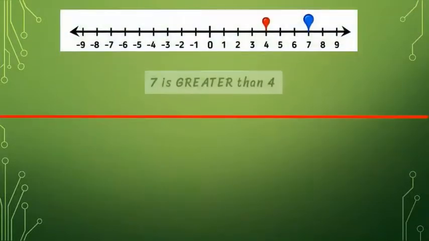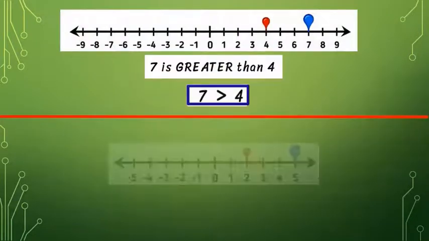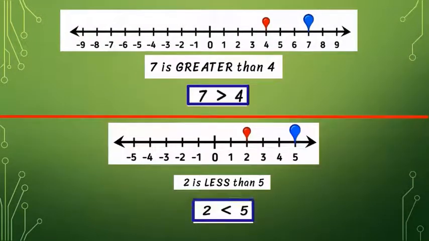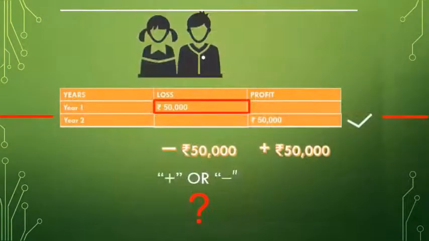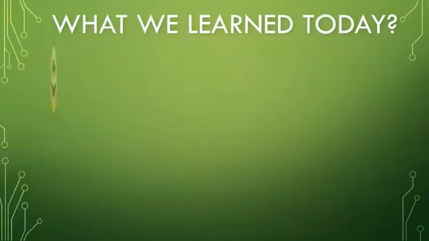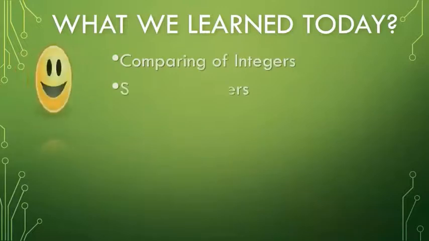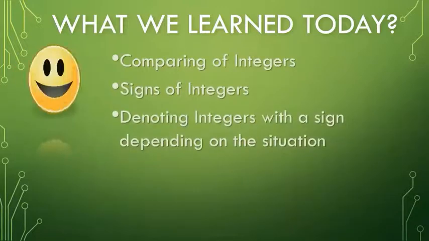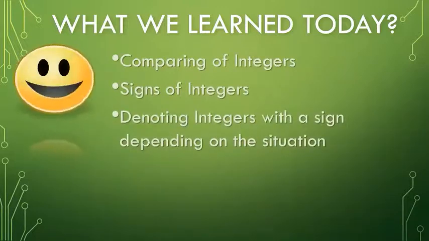We see integers on the number line. We've compared them, and now we also discussed denoting them with a sign depending on the situation. What more can we do with these integers? We will see all of that in the next lessons. So, what did we learn today? We learned comparing of integers, signs of integers, and denoting integers with a sign depending on the situation.